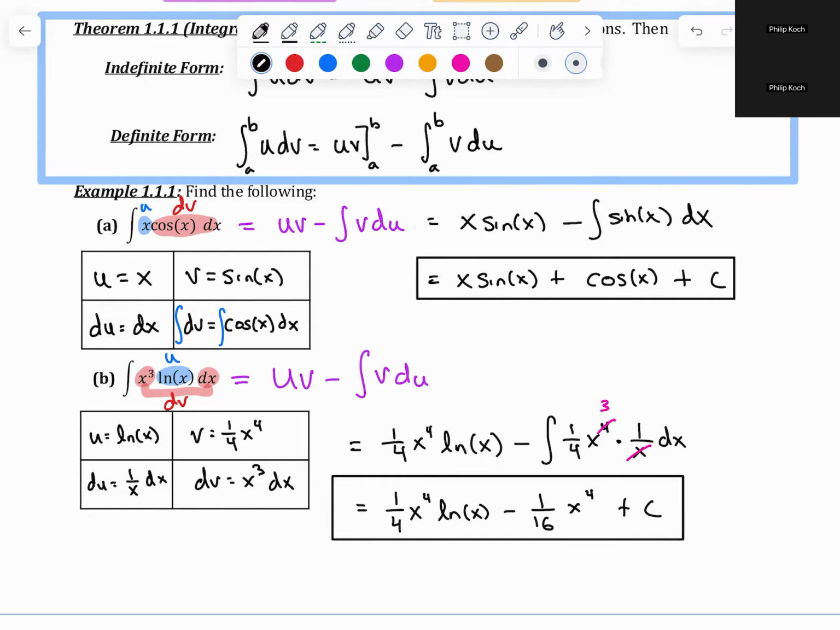So this is the first of a few tools that we're going to be getting with these integration techniques. We're going to get this rule, we're going to get trigonometric integrals, we're going to get trigonometric substitution, and we're going to get partial fraction decomposition. There are more than that, but those are the core ones that we study because they're very nifty and they're efficient.